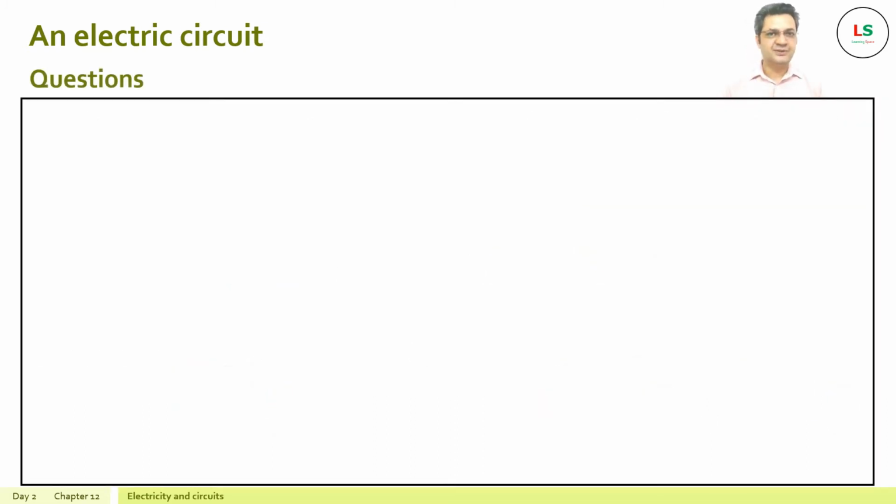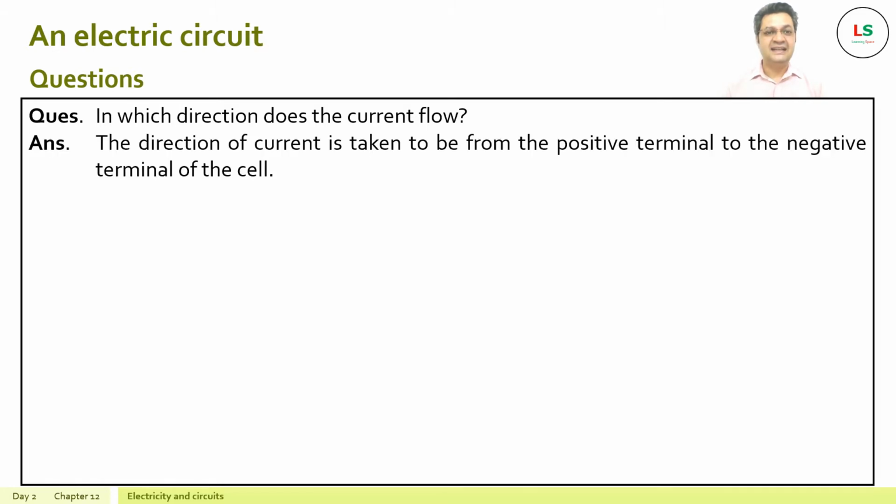Here are a few questions which I wanted to share at this point. The first question is, in which direction does the current flow? Since we have seen the circuit, now we want to find out the direction of the current. So put on your thinking caps and keep thinking. The direction of current is taken to be from the positive terminal to the negative terminal of the cell. So if we have this diagram, we have the positive over here and the negative over here. So this arrow and this arrow is actually representing the direction of flow of current.